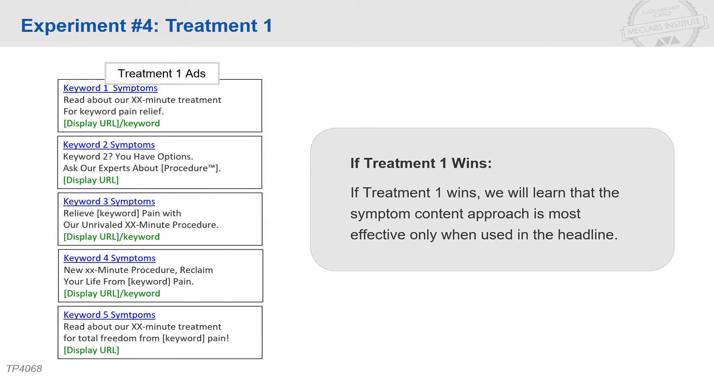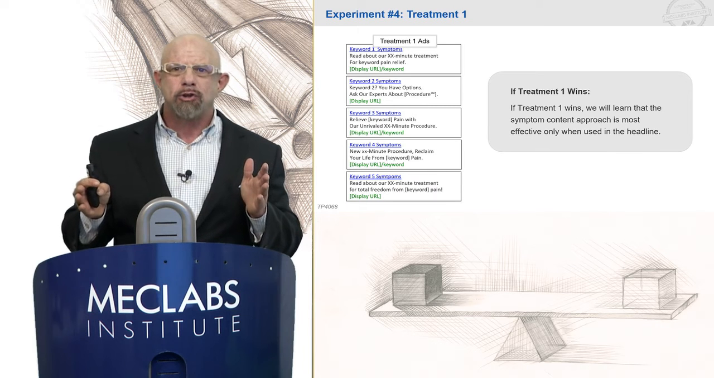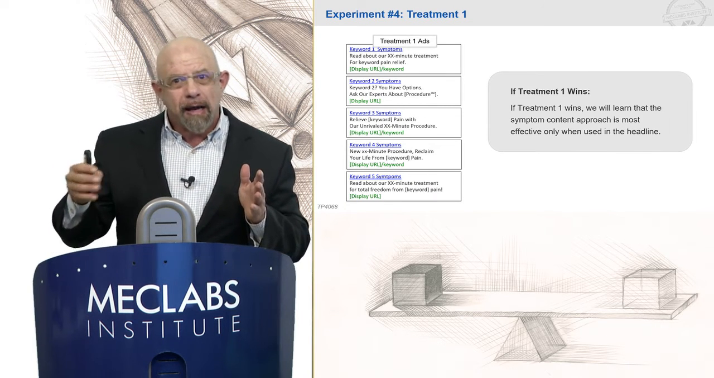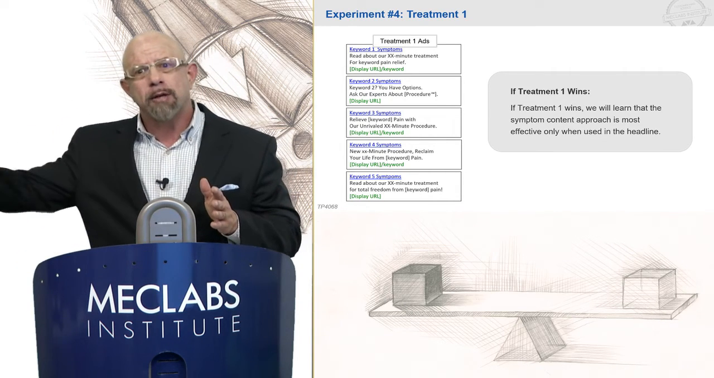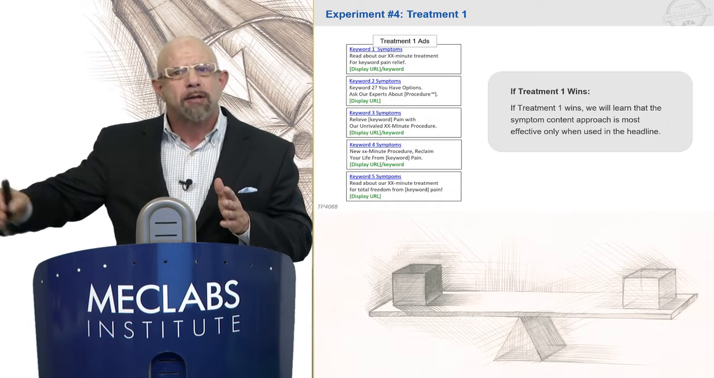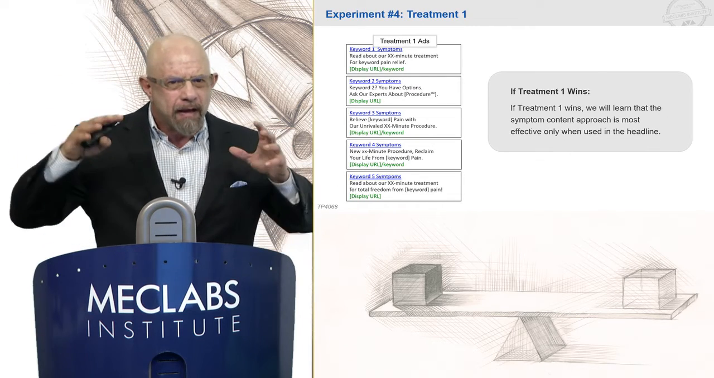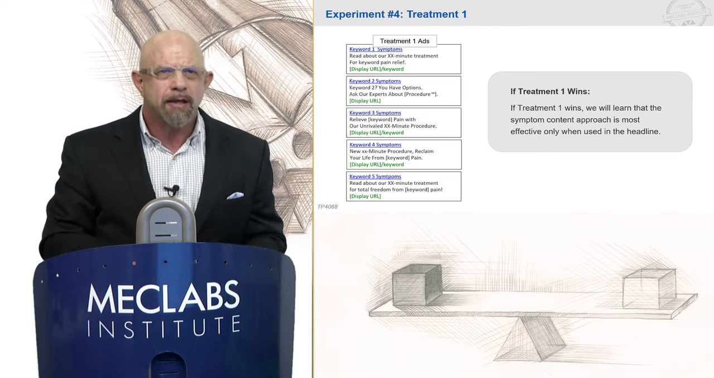If treatment 1 wins, we will learn, and may I just pause you for a second? Every time you run a test, you should have already a formula in your hypothesis that says if treatment 1 wins, then this is what I've learned about the customer, and this is what I've learned about communicating with the customer. If your tests don't have that function in the hypothesis, it's failing.